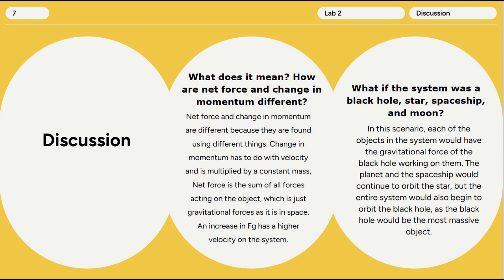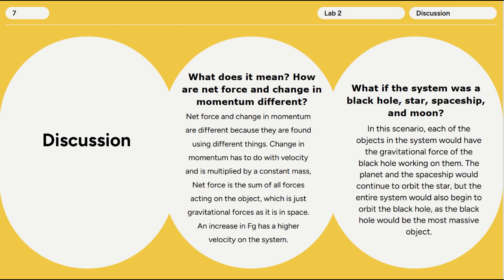Change in momentum has to do with velocity and is multiplied by a constant mass, while net force is the addition of various forces. In this example, net force is the sum of all forces acting on the object, which is just gravitational force as the objects are in space. However, change in momentum can show how the net forces affect the system and their velocities, like how an increase in Fg means a higher velocity in the system.